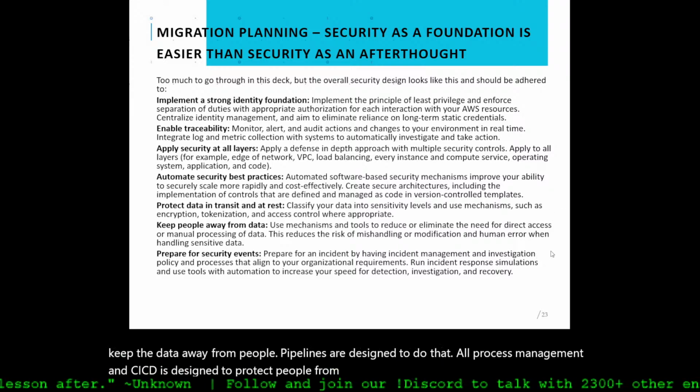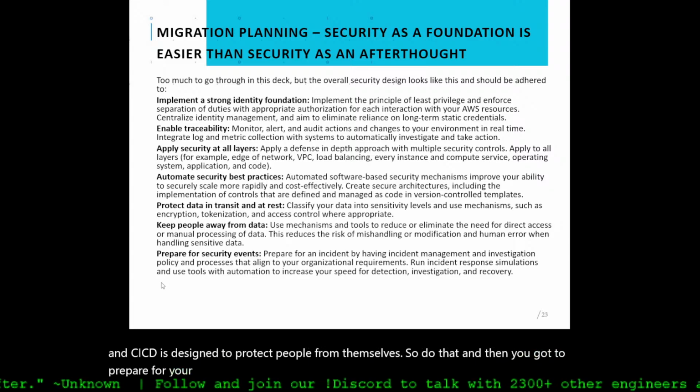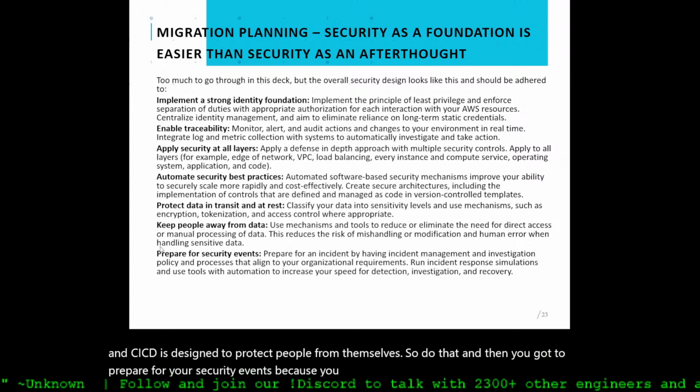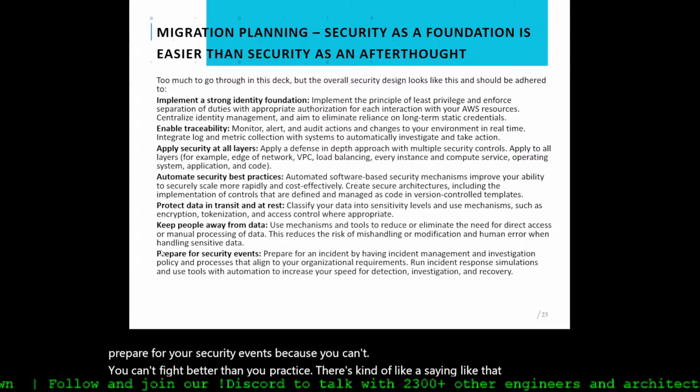So do that. And then you've got to prepare for your security events, because you can't fight better than you practice. There's a saying like that, where if you can't do it slow, you can't do it fast.